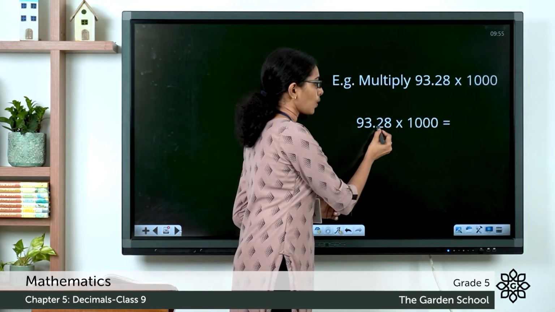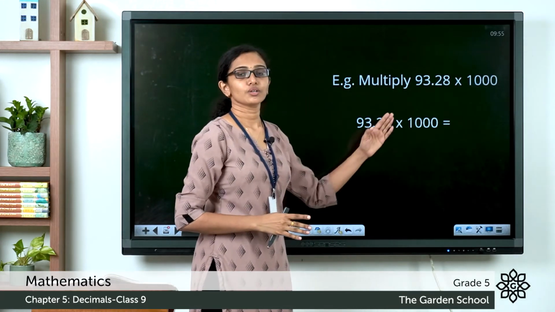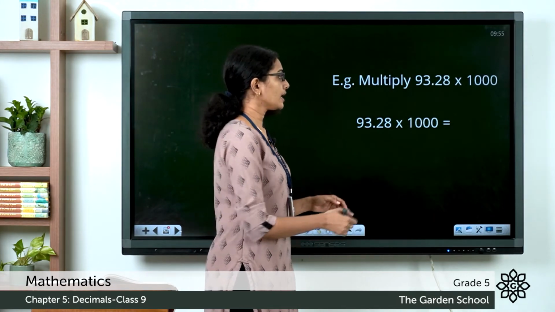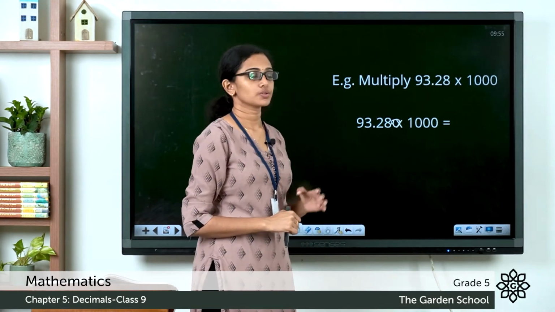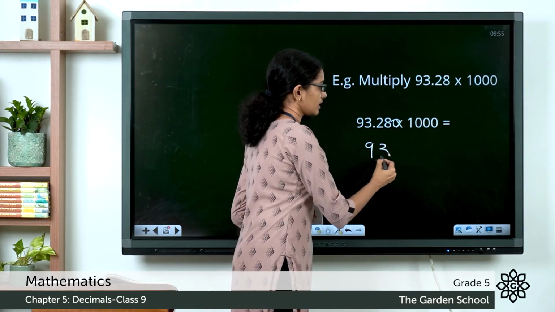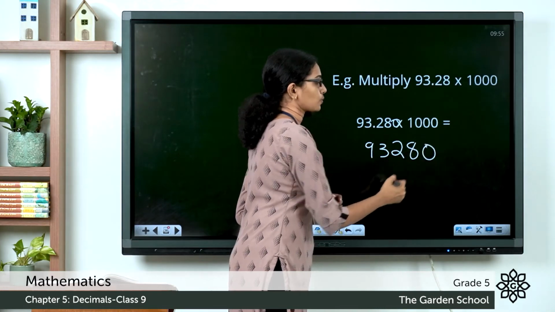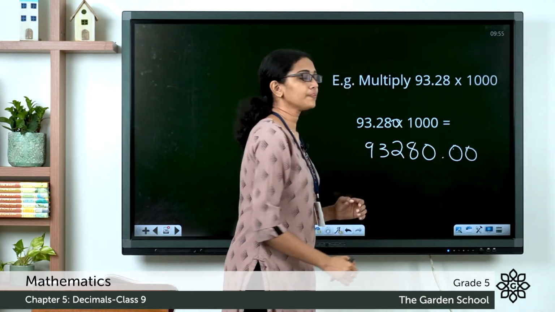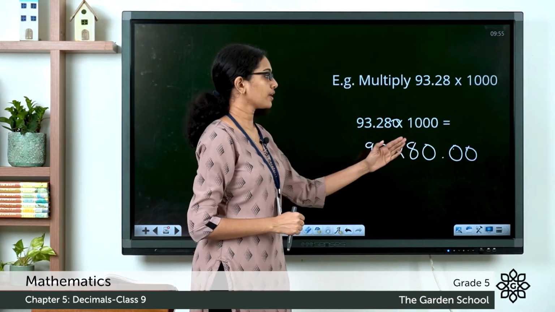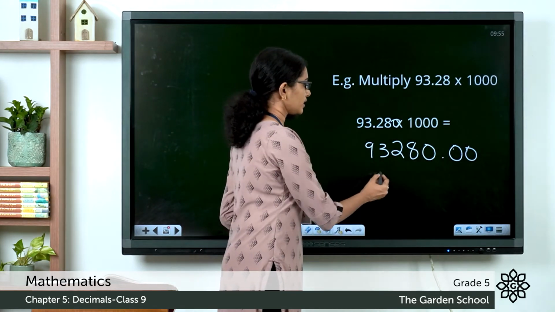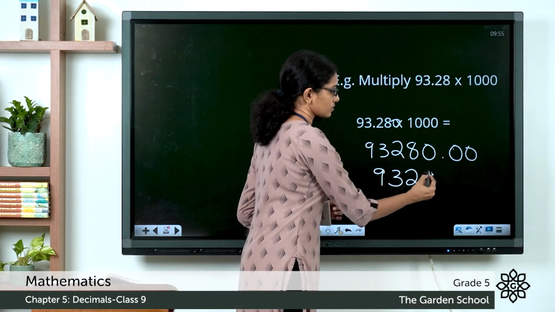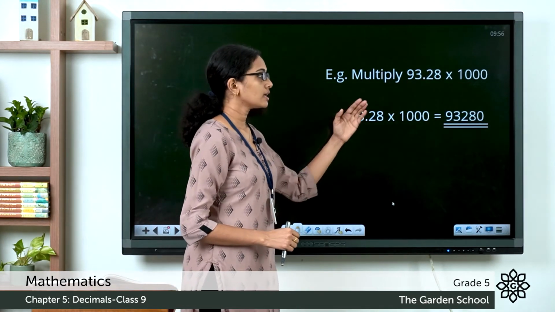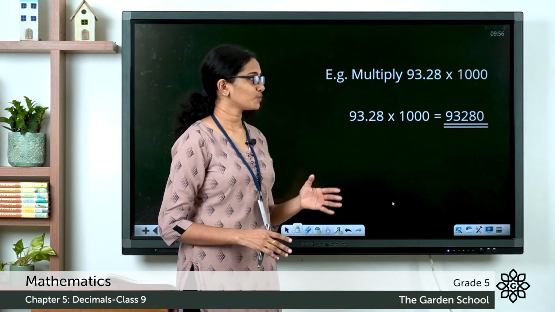You have to shift it 1, 2, but there is no digit given there to shift it 3 places to the right. So what do we do? We can add 1 zero to the right. So it would be 93.280. We can put the decimal point here, but after that only zeros will come. So you don't have to write that. You can just write 93,280. So 93.28 into 1000 gives you 93,280. Hope this is clear to you.